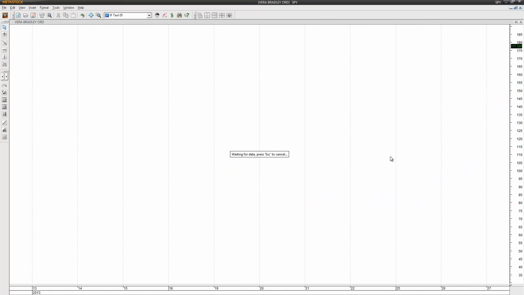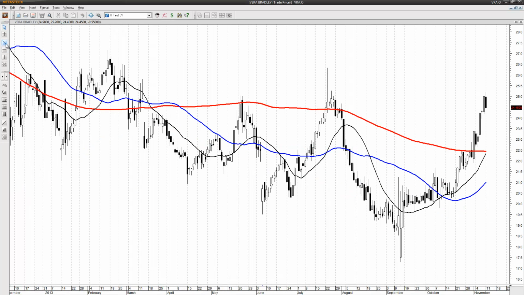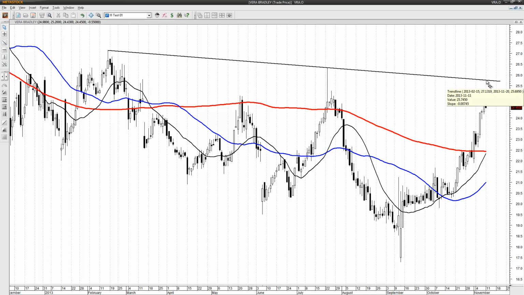Let's take a look at the first chart, Vera Bradley. Here I got a trend line. If you connect this peak with this peak, you got a trend line, and when I calculated this before the video, I got the trend line at 25.73. That's where I put my limit order short sell.